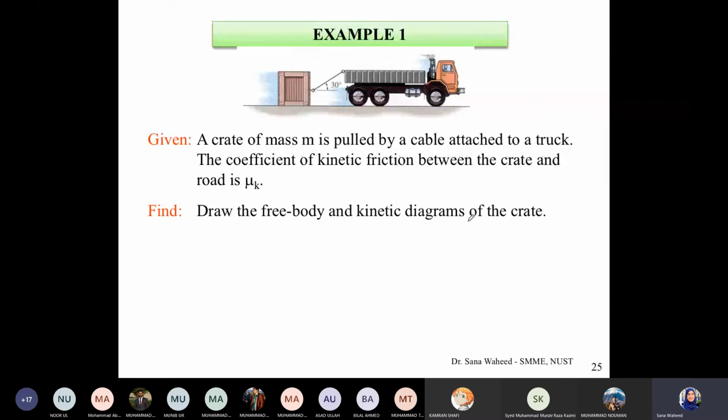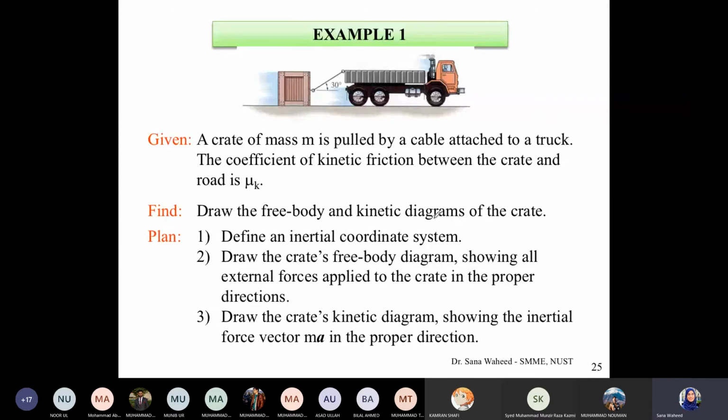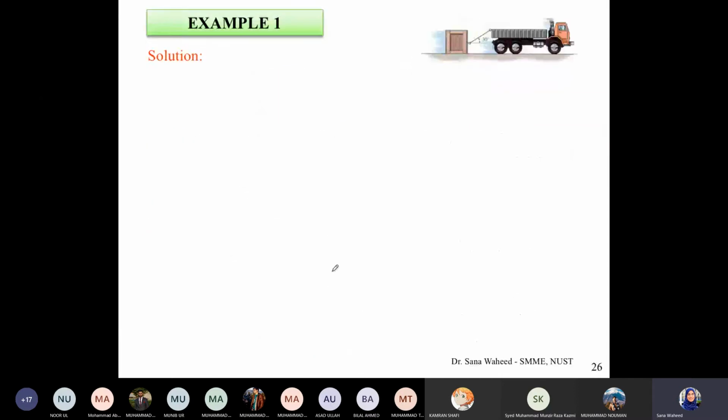So remember the three steps. We first set up our inertial frame of reference or coordinate system. Then we're going to draw the free body diagram with our external forces. And then the kinetic diagram showing just the inertial force vector, which is MA in the direction in which that's going to occur.